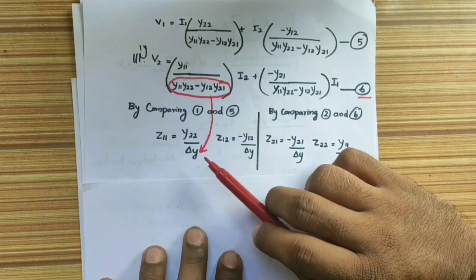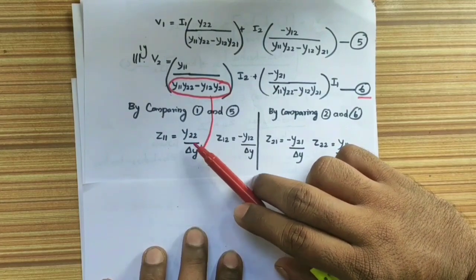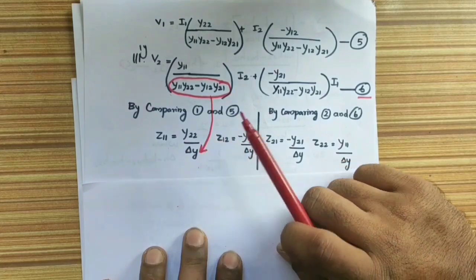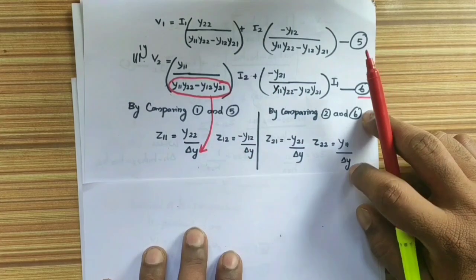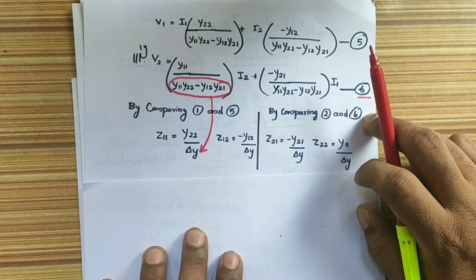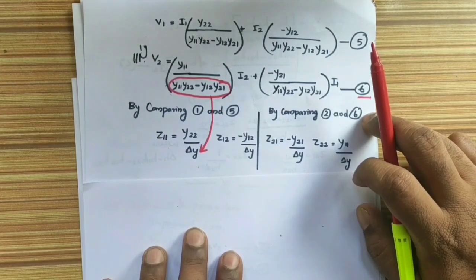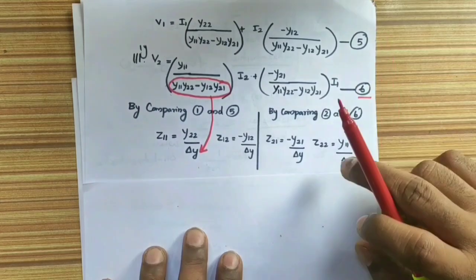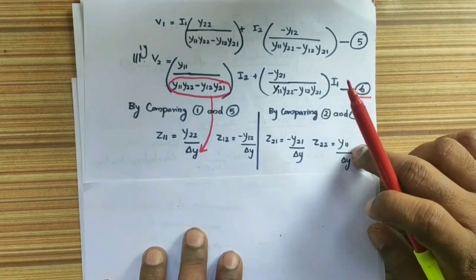Now, using the Y parameters, we can find the corresponding Z parameters. Suppose the Y parameters Y11, Y12, Y21, Y22 are given, then we can find the Z parameters Z11, Z12, Z21, Z22 using these four relationships.